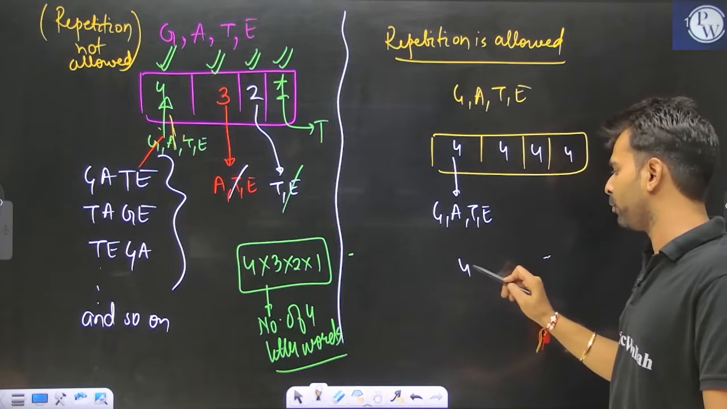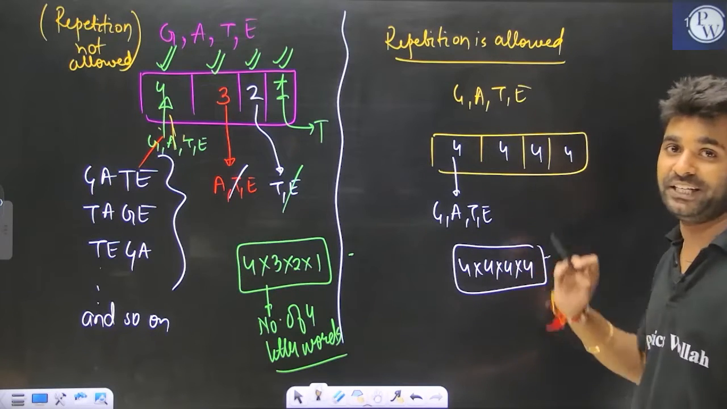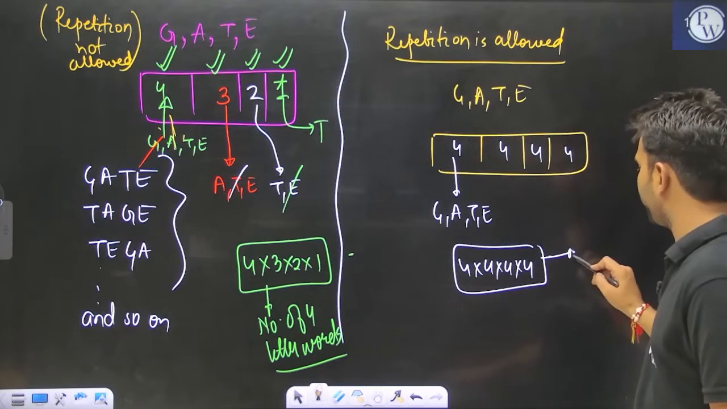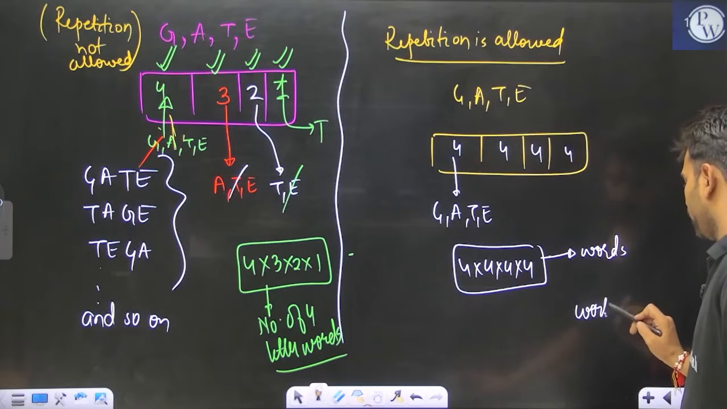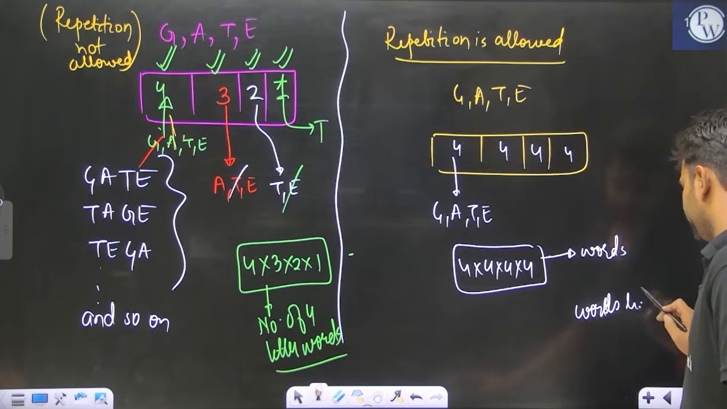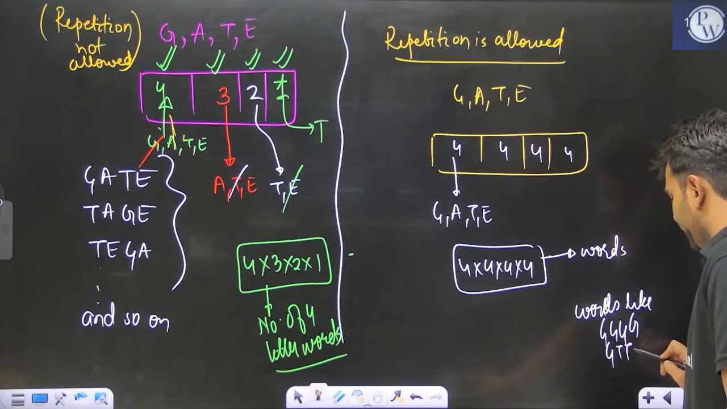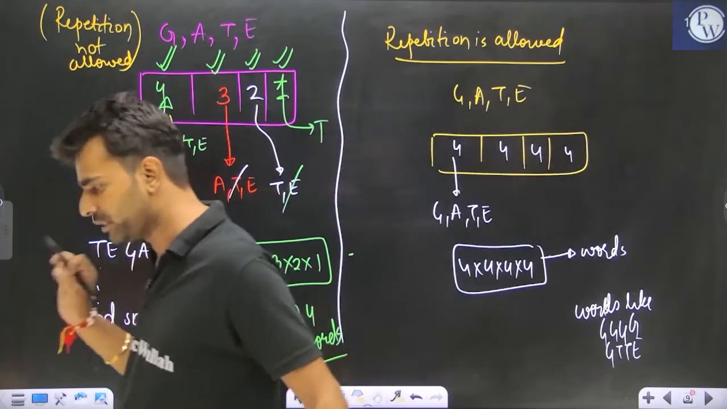So over here 4 into 4 into 4 into 4, you will multiply. Why? Because you have to fill each and every place, then only a 4 letter word is going to form. So this many words can be formed. Over here words like G, G, G, G, G, T, T, E, like this are also included. I hope you understood this particular thing, everyone.